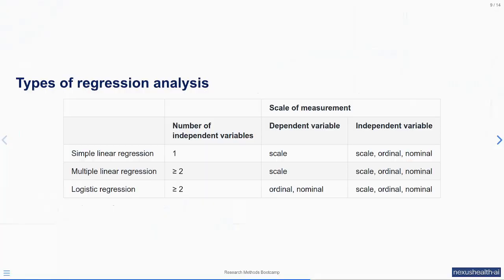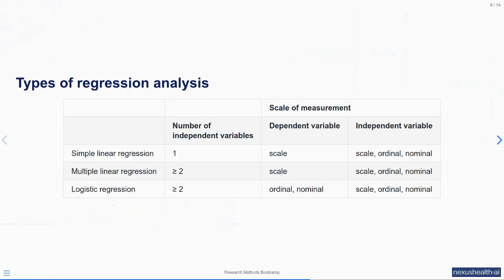What types of regression analysis are there? There are actually several types. We have simple linear regression, multiple linear regression, logistic regression, and this is but just a subset. This table does not show things like ordinal regression or Cox regression, and these are other types of regression. So for simple linear regression, you have one independent variable, and for multiple linear regression you have two or more. Similarly, for logistic regression we have two or more independent variables.